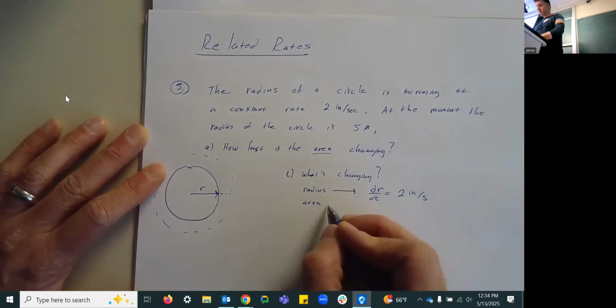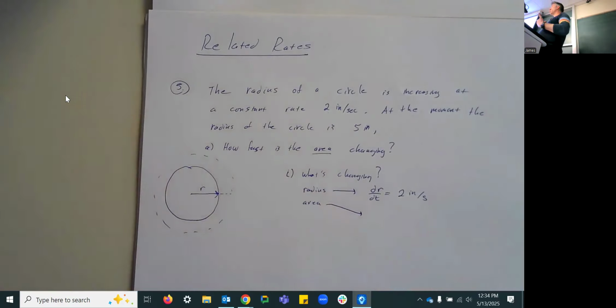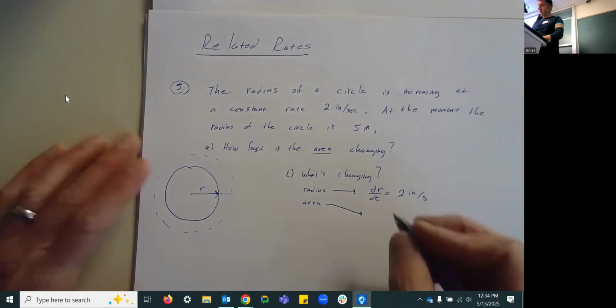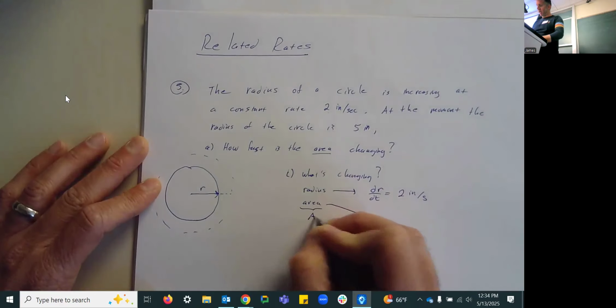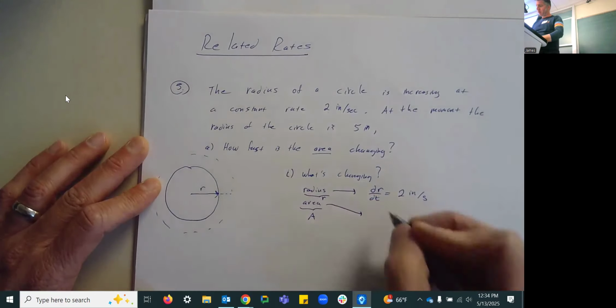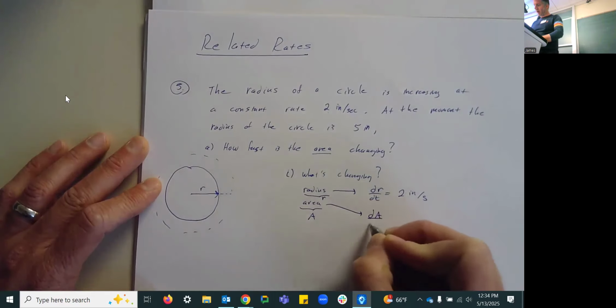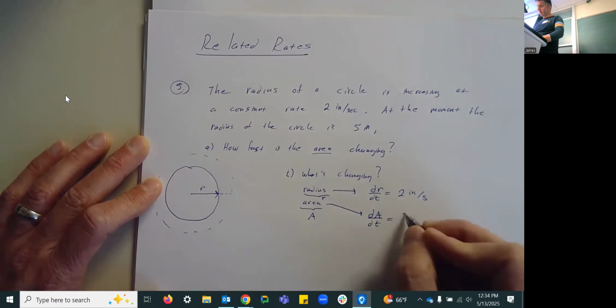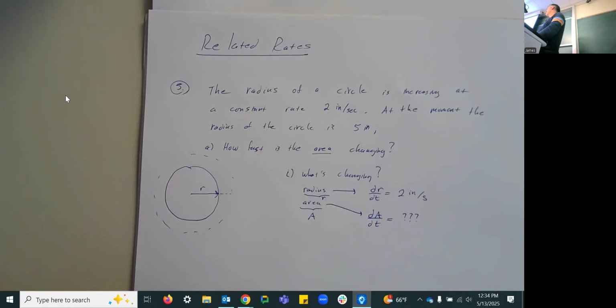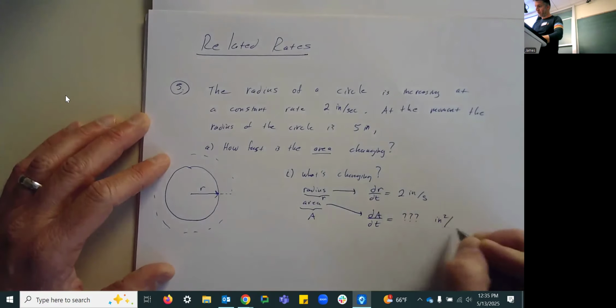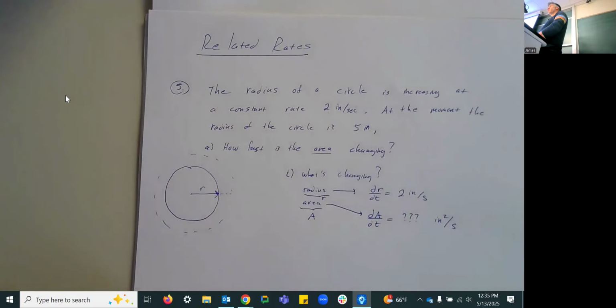And then the area is also changing. I don't know how it's changing because that's what I'm trying to figure out, but I'm going to say that the area, which I'm going to call capital A, just like I'm calling the radius lowercase r, the rate of change of the area with respect to time, dA/dt, is the thing we're trying to find. And I think it's not a bad idea to write in what the units should be. So if the area is increasing, it should be measured in inches squared per second. Because it's an area. So it's some length squared divided by some unit of time to get the rate of change of it.